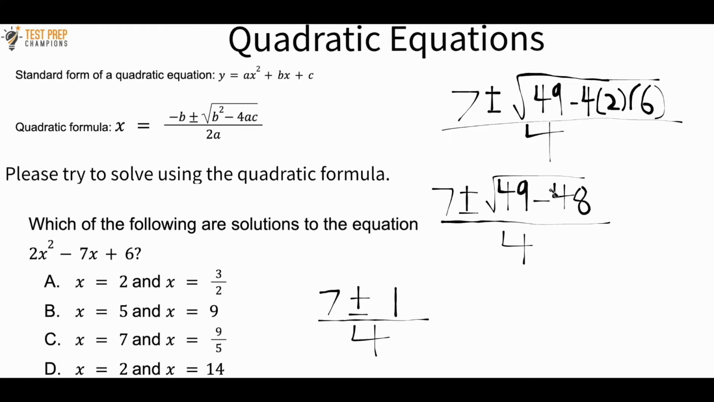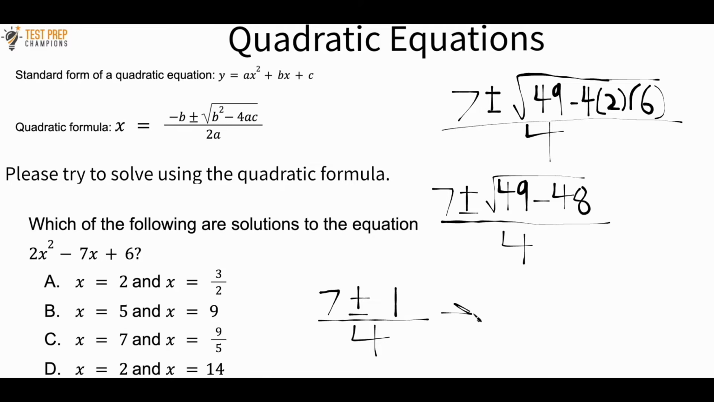Again, 49 minus 48 is 1, so I would have the square root of 1, and the square root of 1 is just 1. So that's why I have 7 plus or minus 1 all over 4. So this time, let me ignore the minus for a second, and I'm just going to do 7 plus 1 divided by 4.